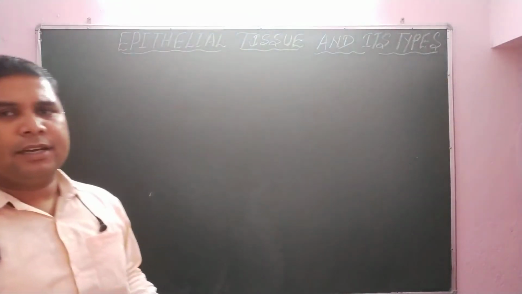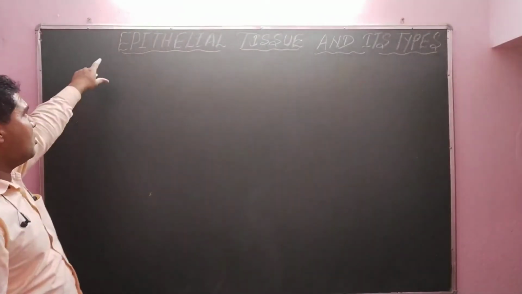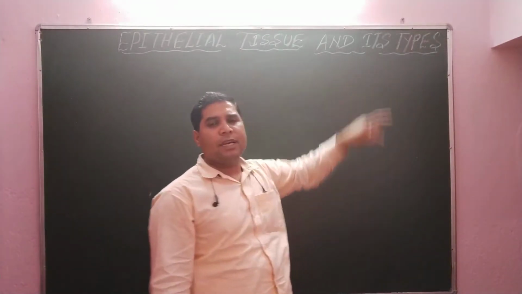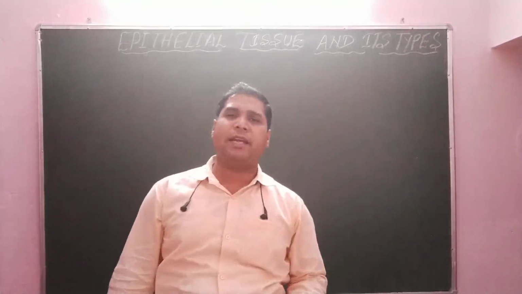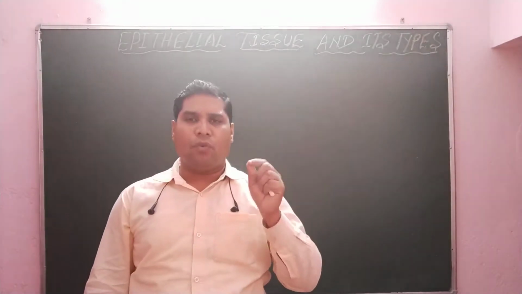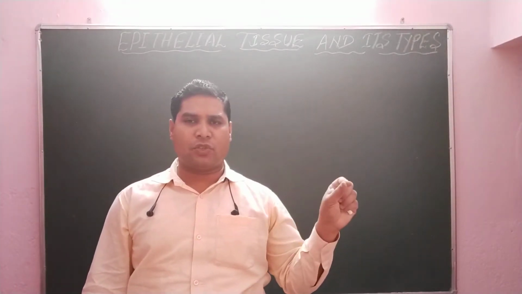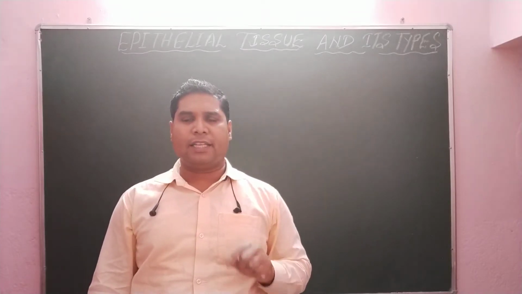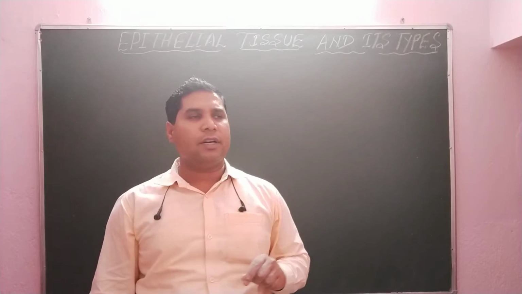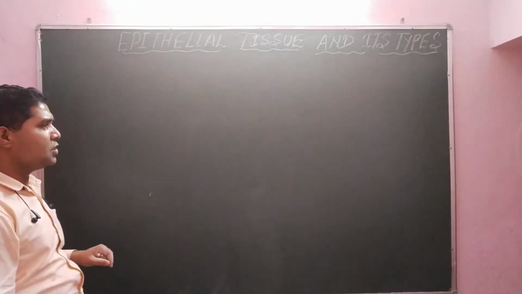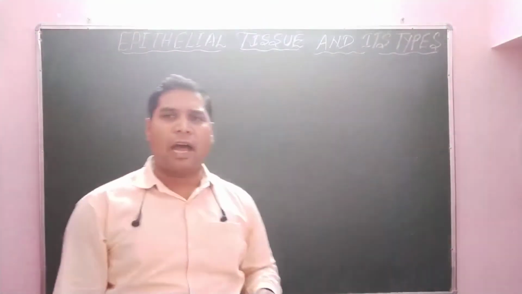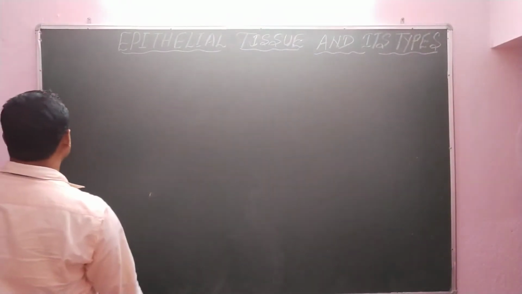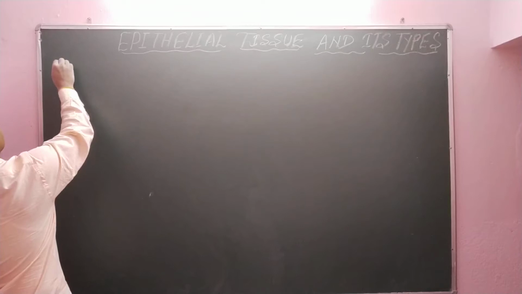Dear student, in this video I am going to explain to you about the epithelial tissue and its types. In the previous video I explained what epithelial tissue is, its location and function. In this video I am going to explain the types of epithelial tissue. So let us know the types of epithelial tissue. Epithelial tissue is basically of four types.